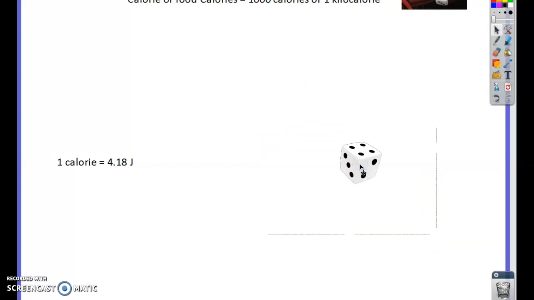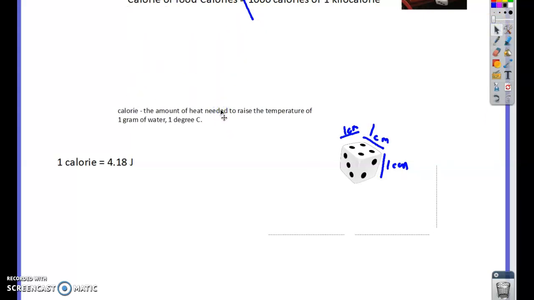There we go. If we had a dice like that, or a die, and let's say that this die was 1 centimeter by 1 centimeter by 1 centimeter. That would be a cubic centimeter, or cc's, centimeters cubed. That would be a fairly small amount of water, and the amount of heat that it would take to make it go up 1 degree would be a calorie. So it is a fairly small amount of heat, even though it's bigger than a joule. Joules are really small.